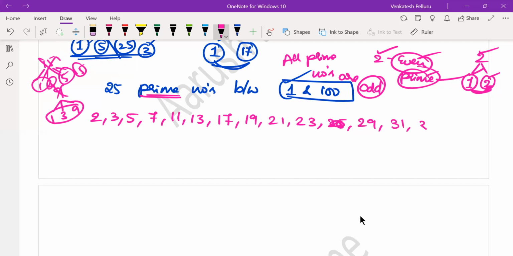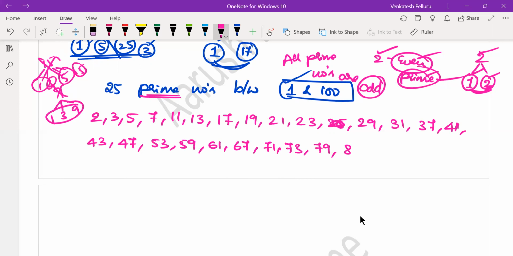29, 31, 37, 41, 43, 47, 53, 59, 61, 67, 71, 73, 79, 83, 89, 97. If you count them, you'll have 25 prime numbers, and it's a compulsion. You have to remember them without any confusion. You should not forget them, and you should not get confused between odd numbers and prime numbers. You have to remember these 25 prime numbers up to 100 for sure.